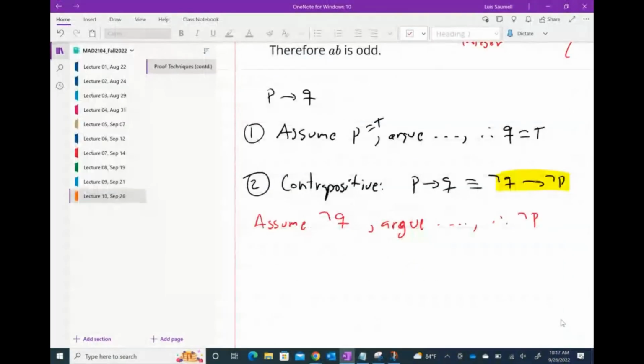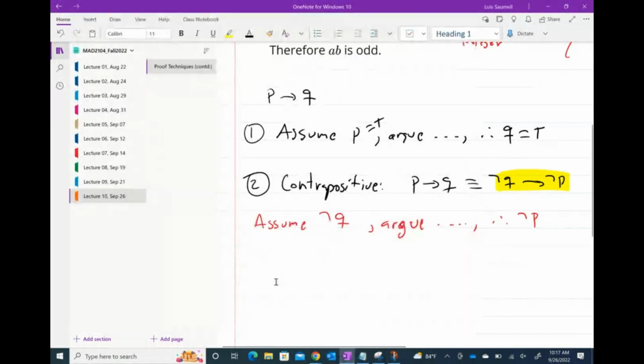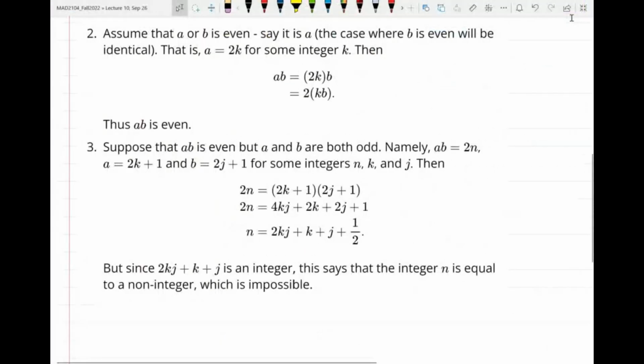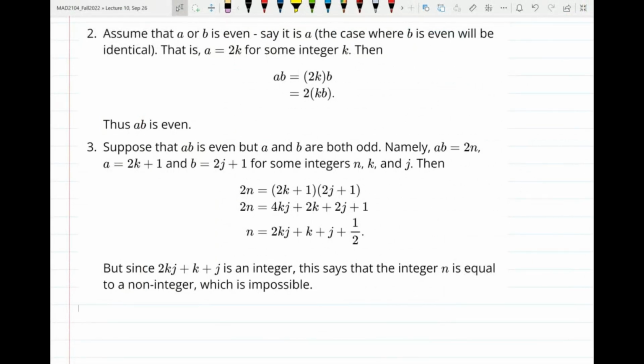All right, so let us analyze number 2. Let's see. Number 2 says, remember the statement. The statement is here: if AB is even, then A or B is even. So number 2 says, assume that A or B is even.